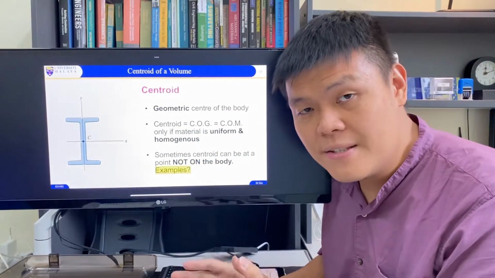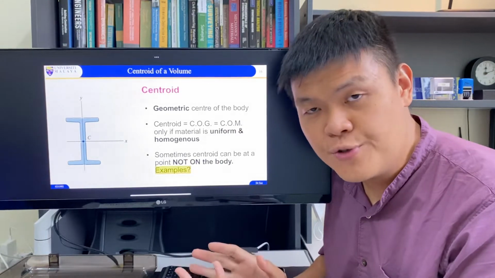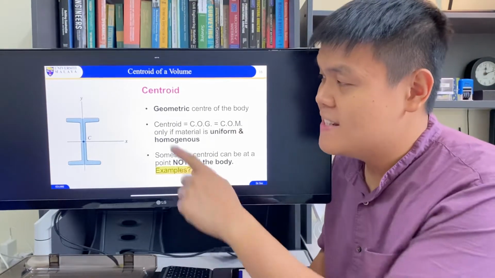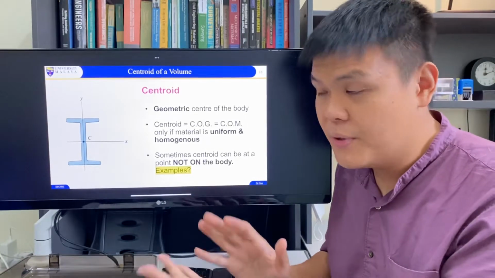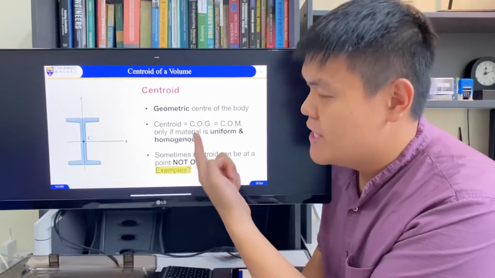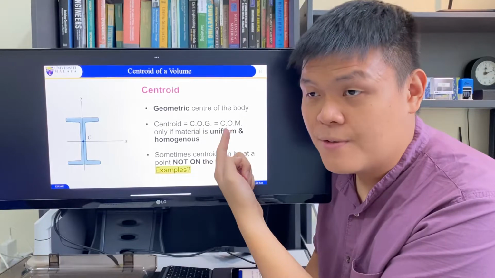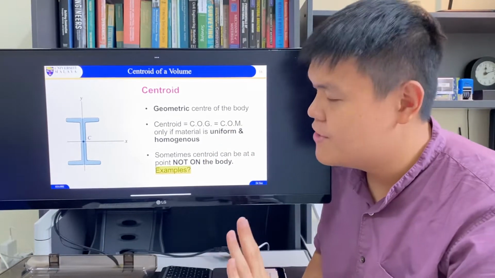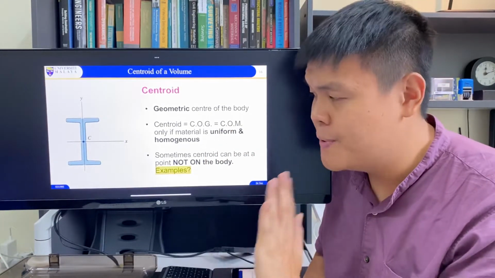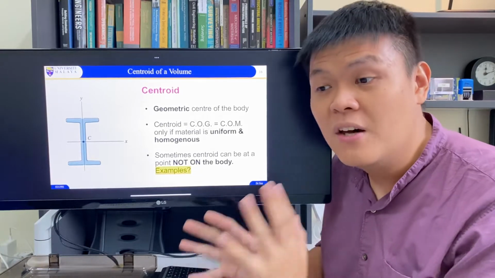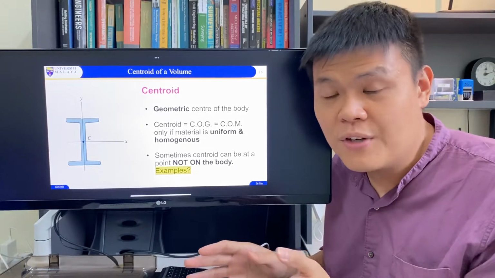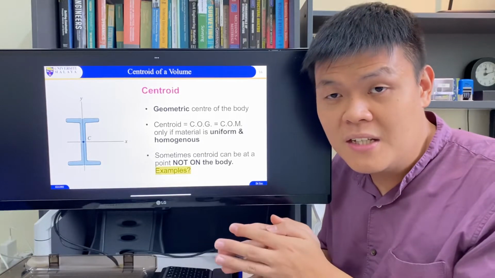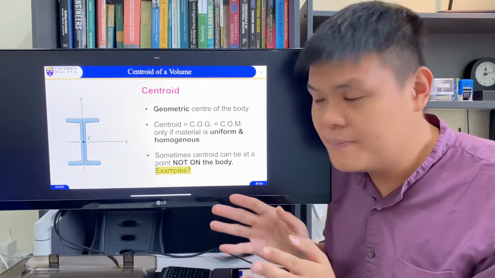So that leads us to the concept of the centroid. The centroid is the geometric center of any body. The centroid, center of gravity and center of mass are all equal if the material is uniform and homogeneous, which means it's made of the same material throughout. If you have two different materials stuck together, then that's a different story.